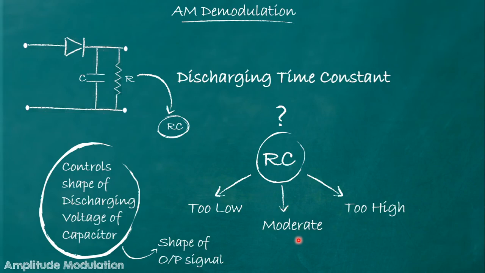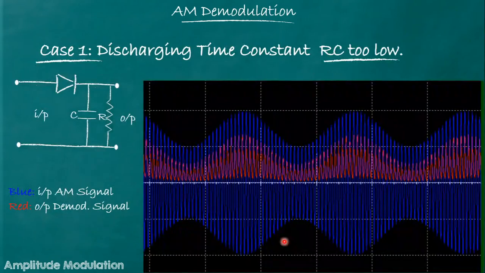So let us discuss it. Let us consider case number one, where our discharging time constant RC is too low. Whenever the discharging time constant RC is too low, your capacitor will quickly discharge through this resistor. Let us try to understand the same thing using this graph.